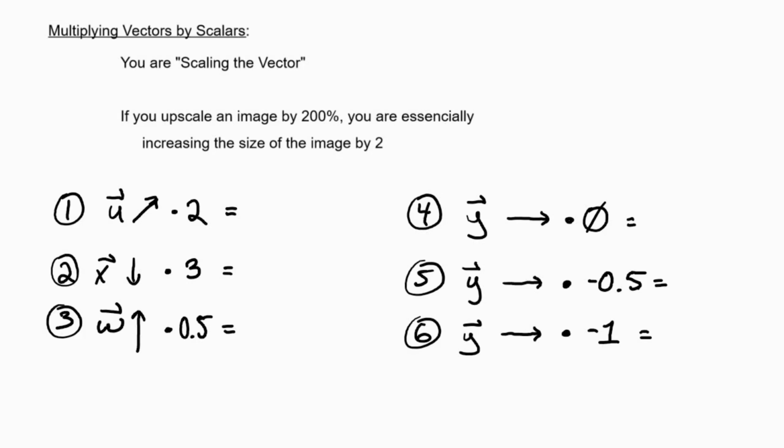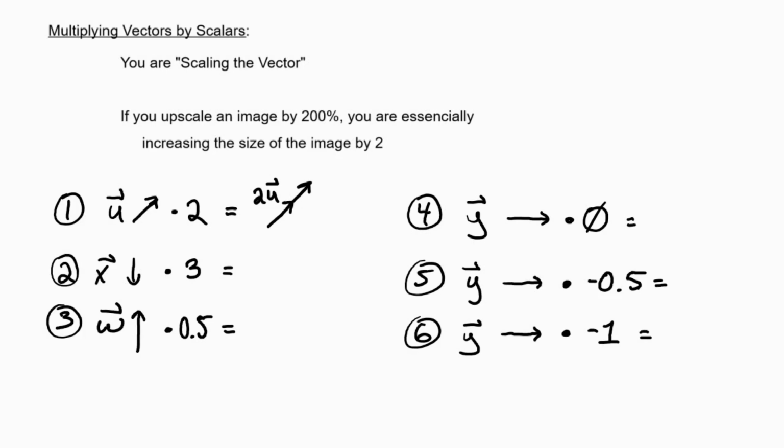So if you have an image and you want to scale it by 200%, essentially what you're doing is increasing the size of the image by 2. So for this first problem over here, we have the vector u, which is going up and to the right, being scaled by a factor of 2. So we are taking this vector here, vector u, and multiplying it by 2, making it 2 times as long. So this is now 2u. You see that? It's twice as long now.